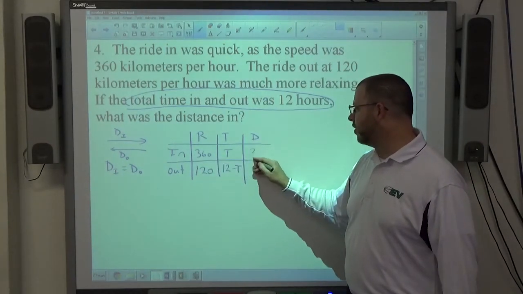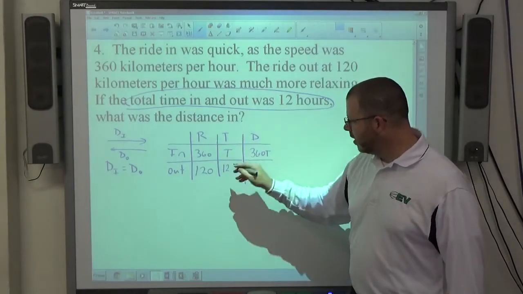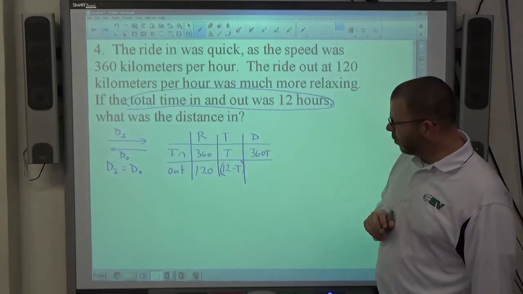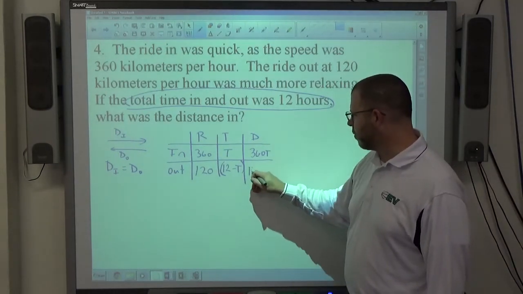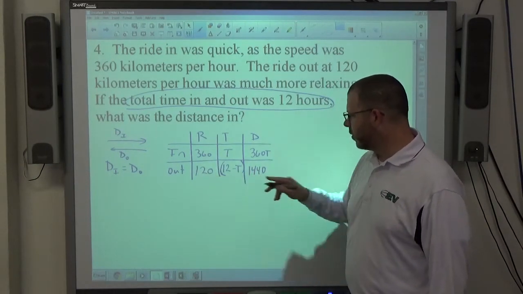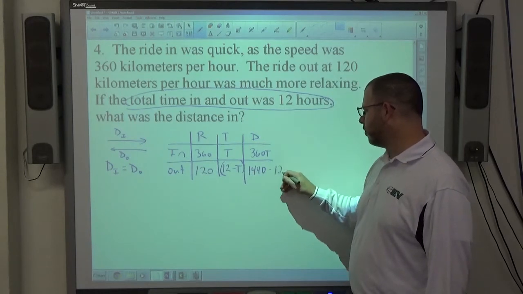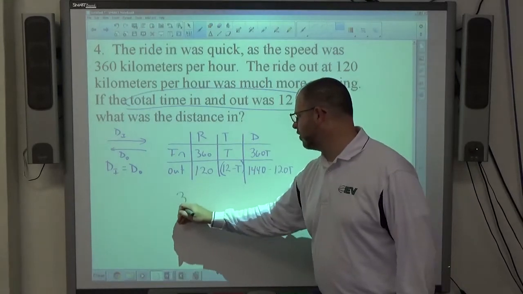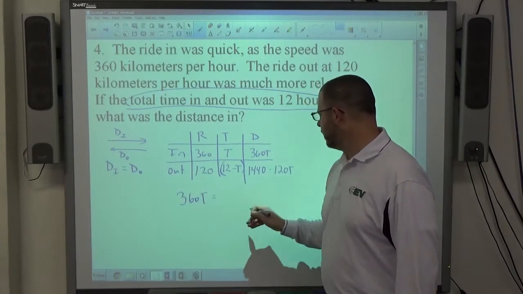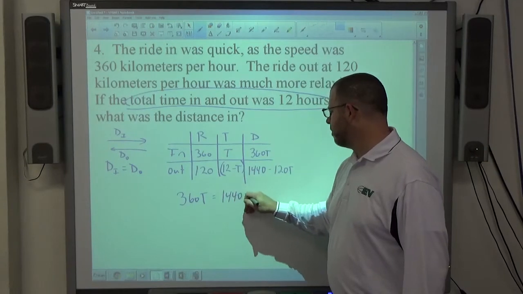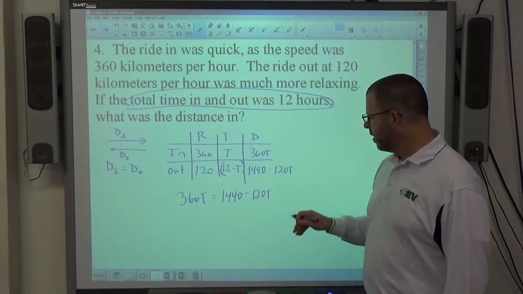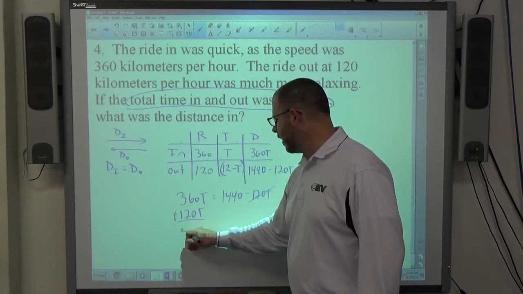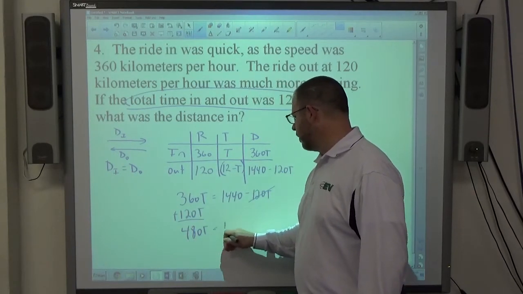360 times t is 360t for the distance going in. 12 minus t being a binomial, distributive properties necessary. 12 times 120 is going to be 1,440. And 120 minus t is going to be minus 120t. And again, the distances are equal, so set distance in 360t equal to distance out 1440 minus 120t. Move the t to the other side. Change the sign, so 480t is equal to 1,440.